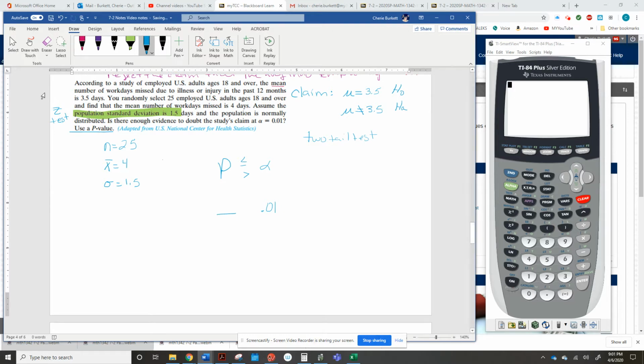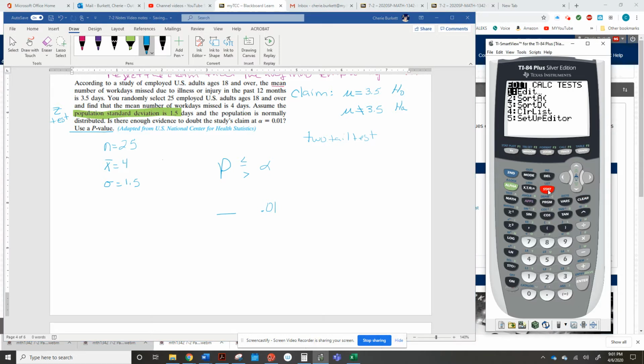So this is a hypothesis test. We're going to go to the stat button, and the third tab over is tests. So tab over to tests, and you're going to be picking from either z-test, t-test, or a one proportion z-test. And this is the section that we're on right now. This is 7.2. This is going to be 7.3. And then this one down here will be 7.4. Okay, so we're going to choose option number 1.